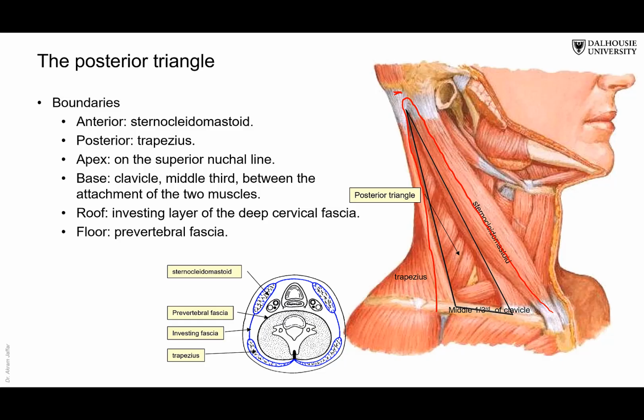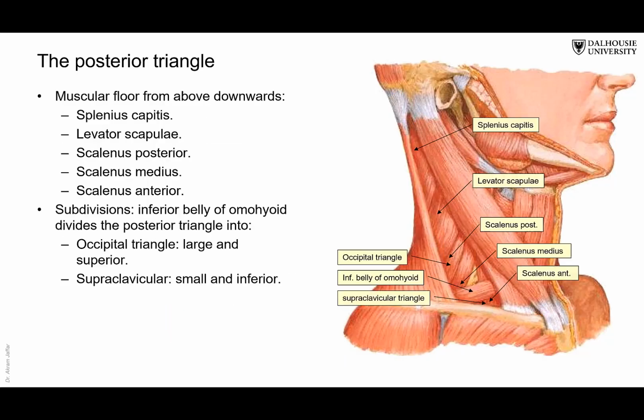And then inferiorly, remember that the trapezius is attached to the scapula and to the lateral part of the clavicle, while the sternocleidomastoid, as its name suggests, cleido, is also attached to the clavicle, the medial third of the clavicle. So this will leave the middle third of the clavicle bare, with no muscle attachment from above. And this is the inferior border of the triangle, the bone, the middle third of the clavicle between the attachments of the sternocleidomastoid and the trapezius muscles.